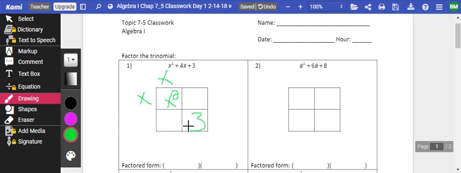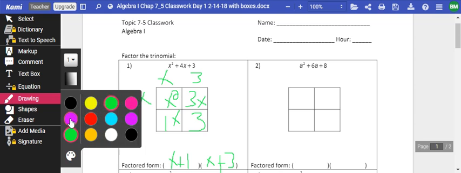What two numbers multiply to give us 3? We only have 3 and 1. So let's see if this works. 1x, and we get 3x. Okay, those add together to give us 4x, so we're in pretty good shape. So this is x plus 1 and x plus 3. Again, you have to put this stuff in the factored form part in the bottom to get full credit, so don't forget.